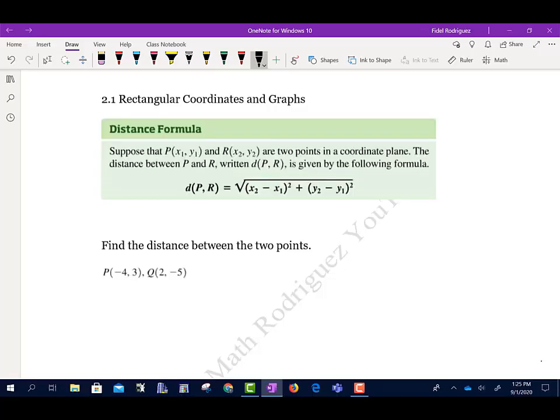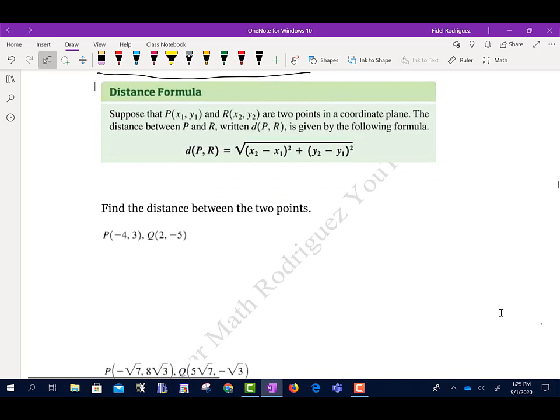Section 2.1 talks about rectangular coordinates and graphs. And the first thing we're going to talk about here is something called the distance formula. It says, suppose point P, which has coordinates x1 and y1, and point R, has coordinates x2 and y2, are two points in the coordinate plane. The distance between P and R, written like this, is given by the following formula. The distance between P and R is equal to the square root of (x2 minus x1) squared plus (y2 minus y1) squared.